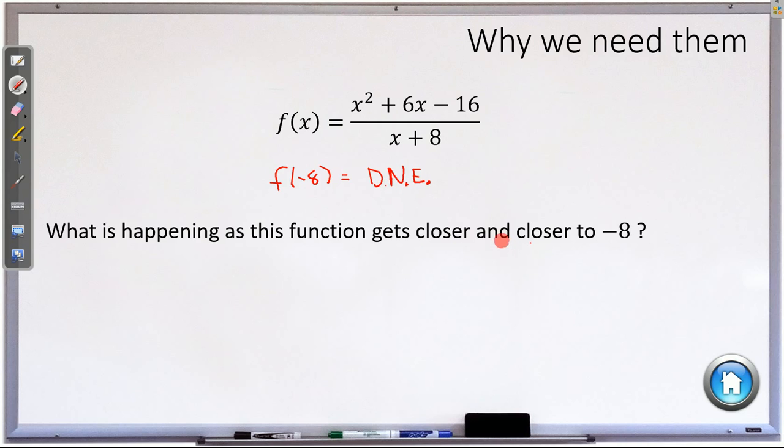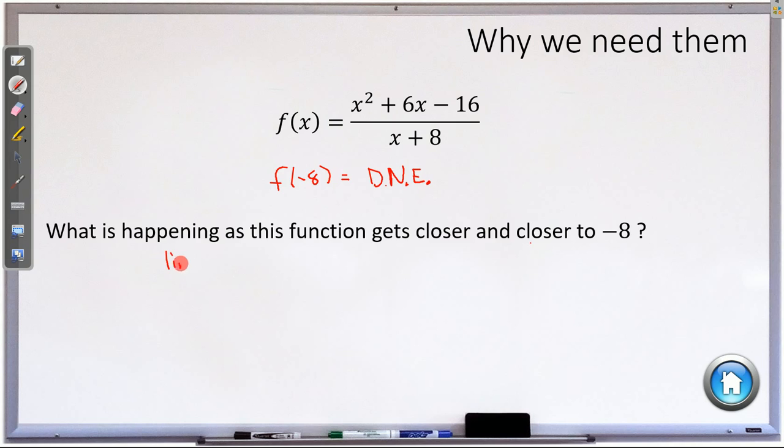Hopefully that looks a little familiar from trig. That is called a domain restriction. You cannot plug in negative 8. But that doesn't mean the function doesn't get right up to negative 8, because you can plug in negative 7.9 or negative 8.01. You can get right up to negative 8, you just can't get right on top of it. And so we want to answer this question: what is happening as this function gets closer and closer to negative 8? We can call that the limit.